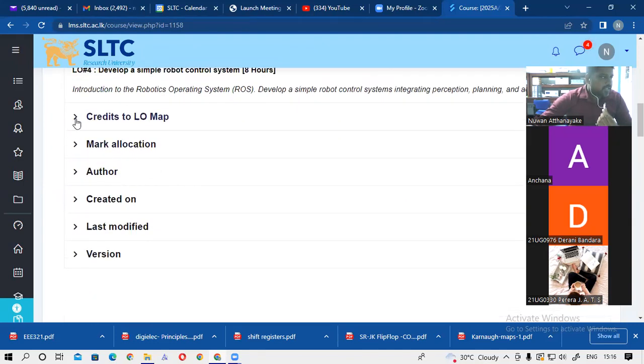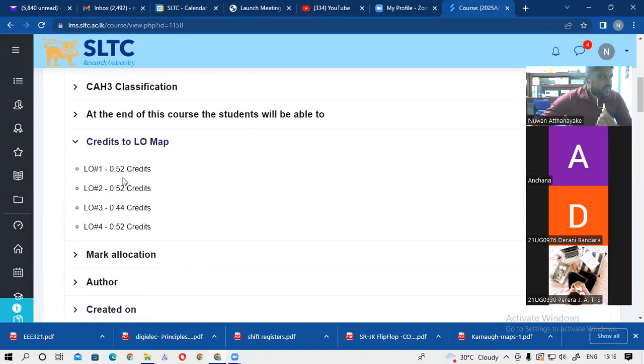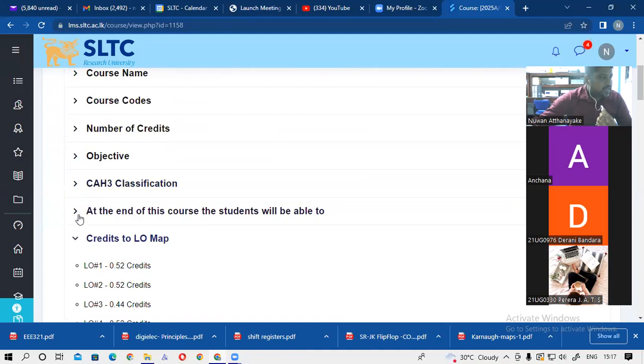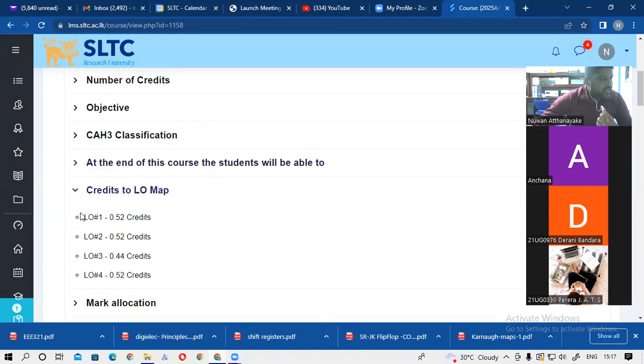You can see that all outcomes have around half a credit each. If we add them together, you will get two credits. So almost all learning outcomes have the same weightage. Can you understand what I'm saying? So we have to give a similar weightage to study about those four learning outcomes.